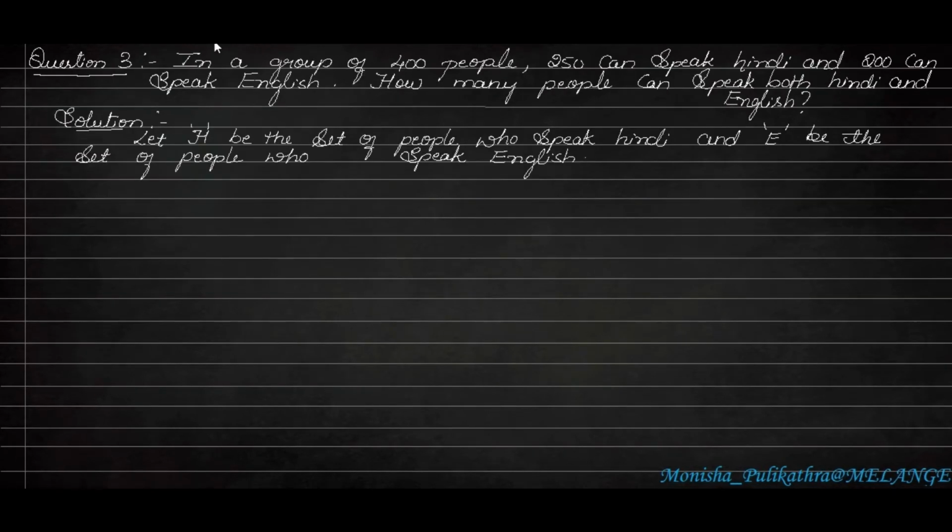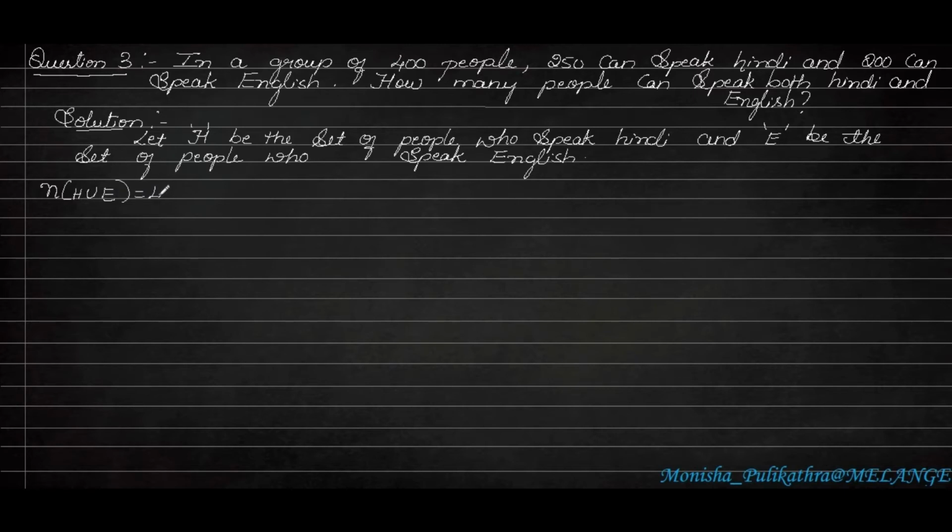Let us move on to the third question. So here, in a group of 400 people, which means altogether there are 400 people, 250 can speak Hindi, 200 can speak English. How many people can speak both? Both means intersection, and a group means it is the union of all the people who can speak English and Hindi both. So we need the number of people who can speak both Hindi and English.